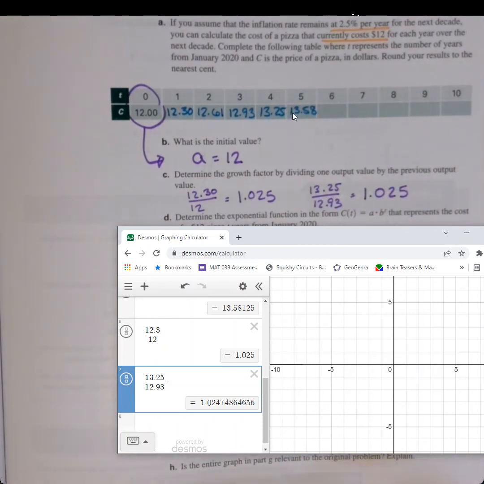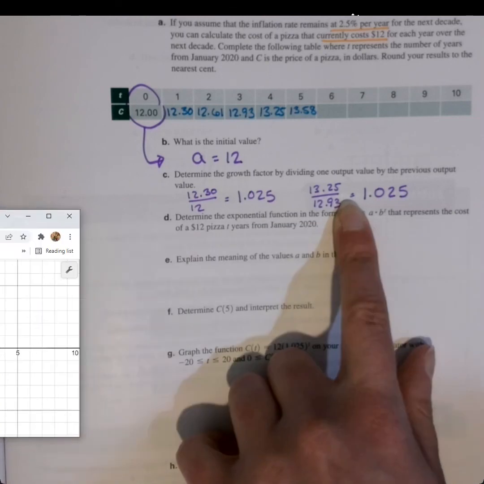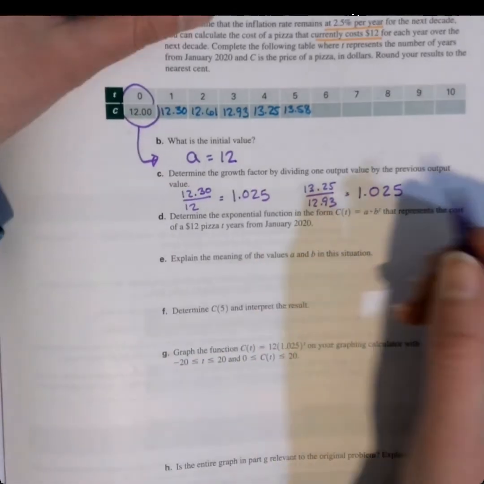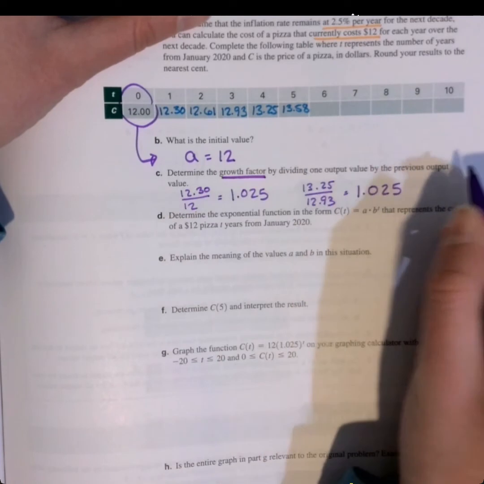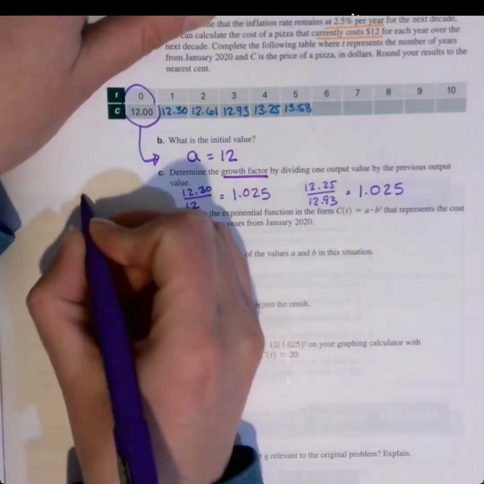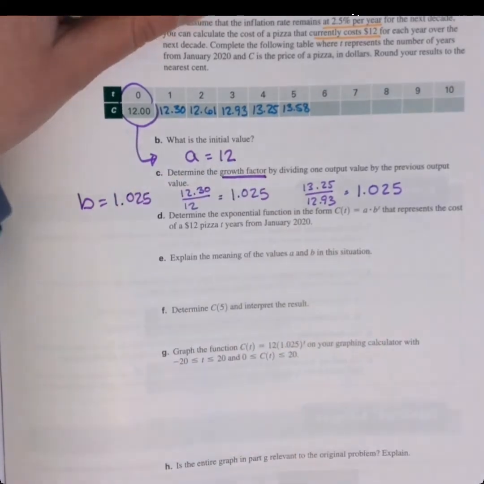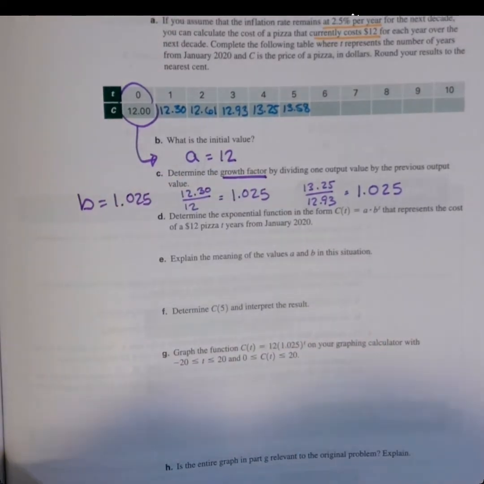So we're going to call that 1.025 if I'm running them both to 3 places. Now, if I had kept more decimal places on the 13.25 and the 12.93, I actually would have gotten exactly the 1.025. But because of the rounding, we're still very, very close. And even to 3 places, they do round to the same value. All right, so this means that our growth factor, which is B, I'll write it off to the side, B is 1.025.